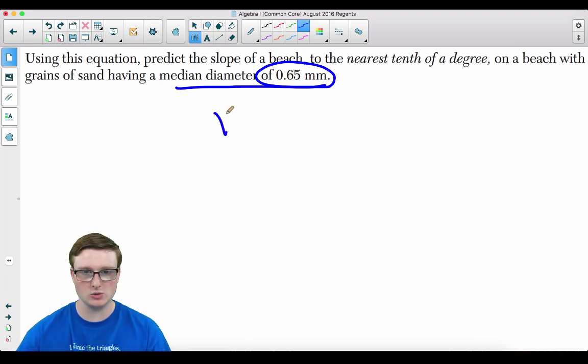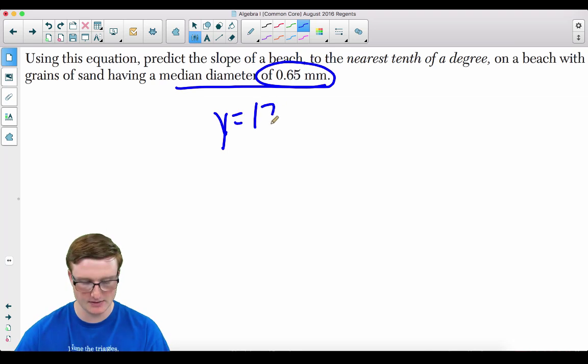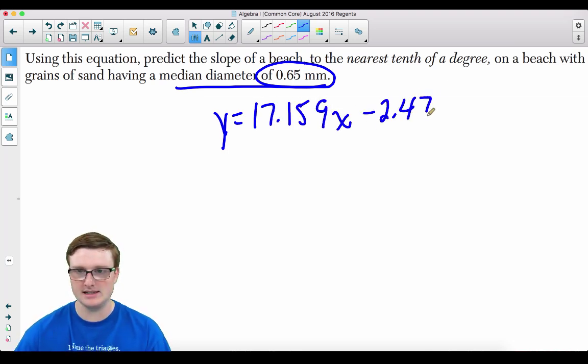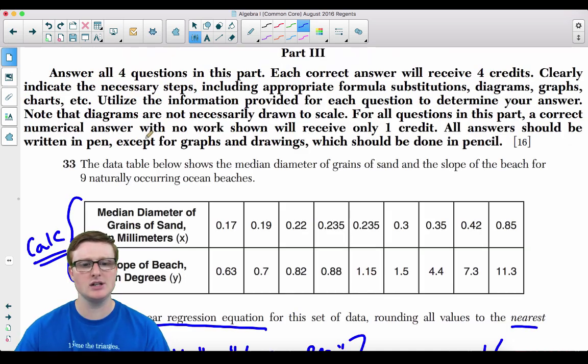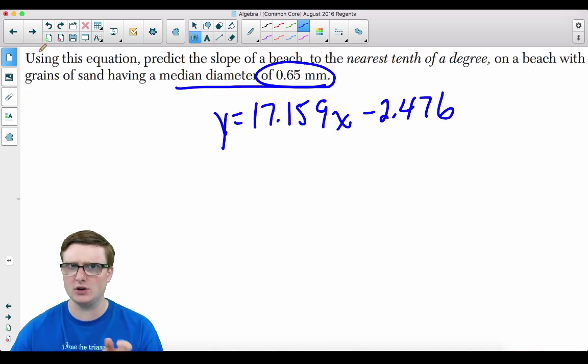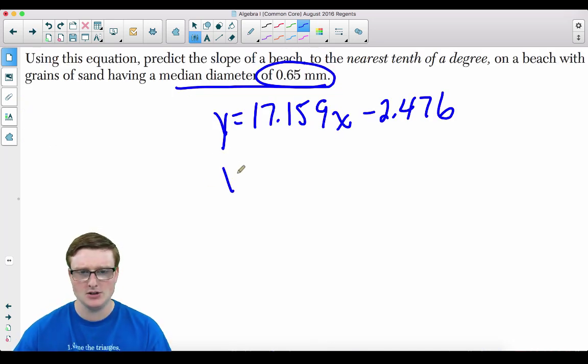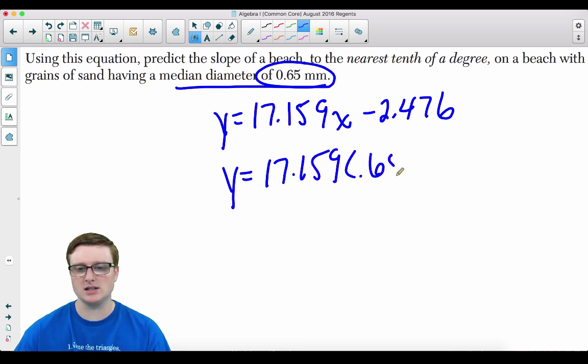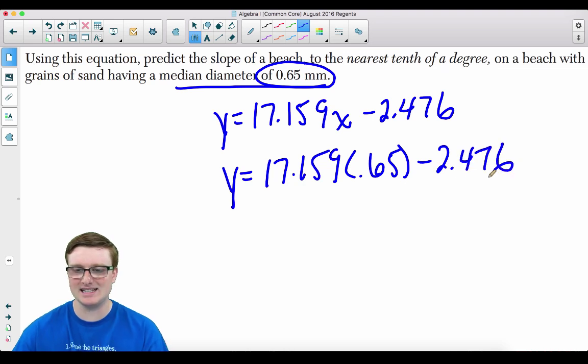Okay, so all we're going to do is we're going to take our equation, which is y is equal to 17.159x minus 2.476, and we are going to plug in 0.65 into our equation. And make sure that we are in proper units. This equation is in millimeters, because sometimes they ask you to convert things, so just be careful with that. So we get y is equal to 17.159 times 0.65. Okay, that's it, minus 2.476.